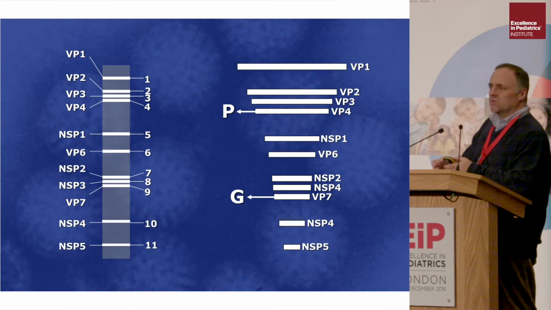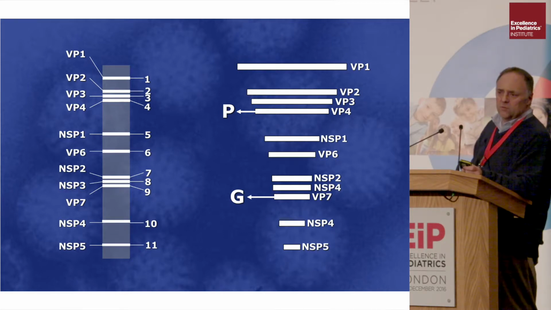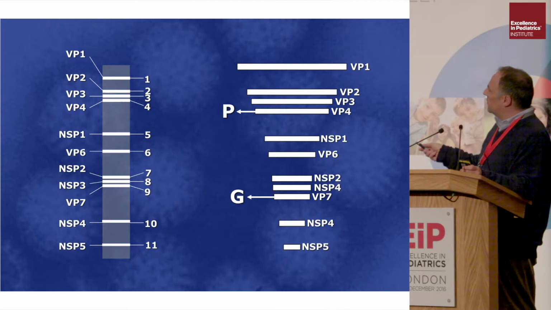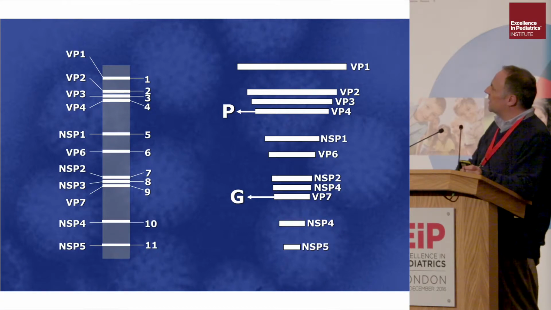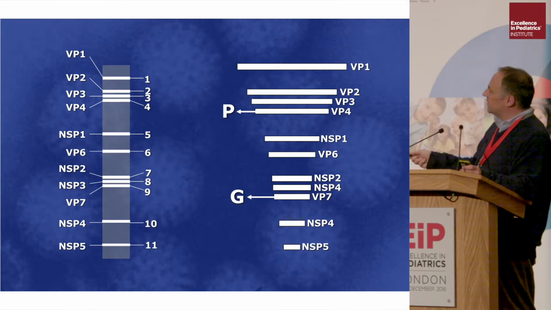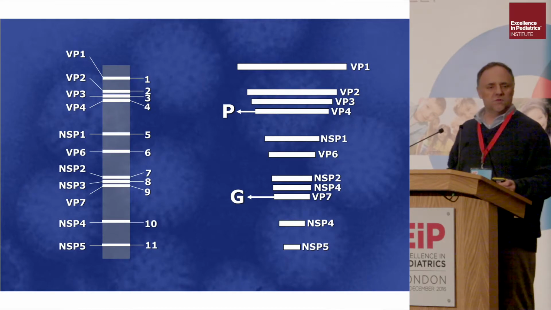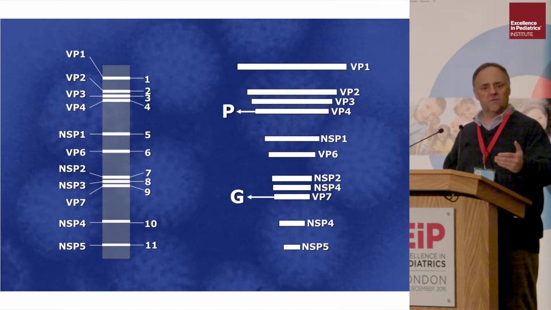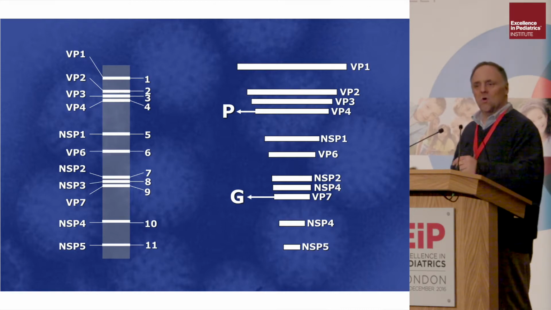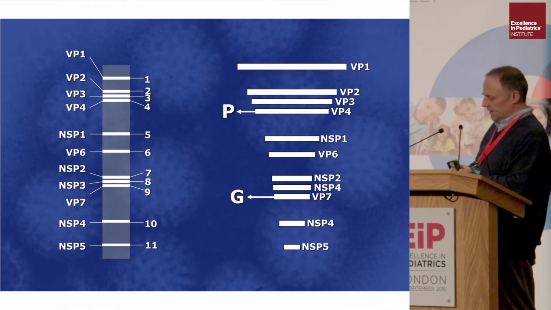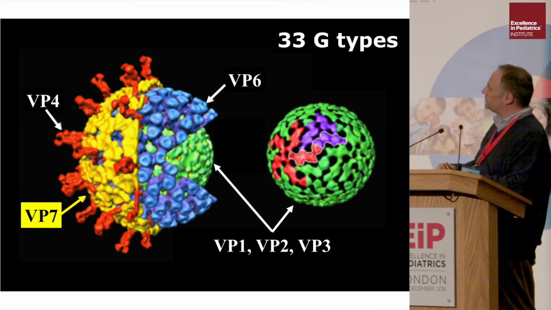The 2 most important ones, or the 2 that contribute to the nomenclature of the rotaviruses, are VP7 and VP4, viral protein 7 and viral protein 4, that will designate rotaviruses into G types and P types. It's a little bit like the hemagglutinin and the neuraminidase for influenza. That is true also for the G and P types in rotaviruses.